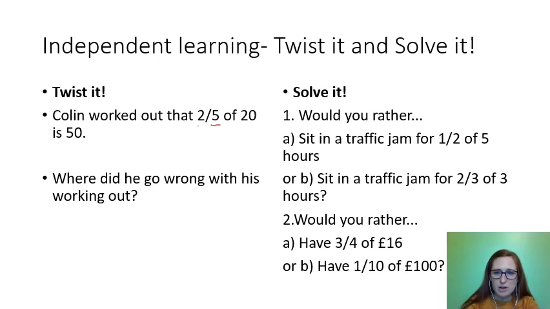And then we've got some would you rathers. Would you rather sit in a traffic jam for half of 5 hours or sit in a traffic jam for 2/3 of 3 hours? So remember, you'll be dividing by the denominator, multiplying by the numerator. And for this, we'll be wanting to sit in as little traffic as possible. And there's a second part. Would you rather have 3/4 of £16 or 1/10 of £100? I'm assuming we'd want more money for this one. So work out which is most money. Pause the video and work those out now.